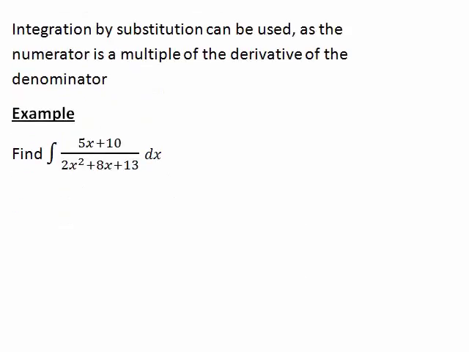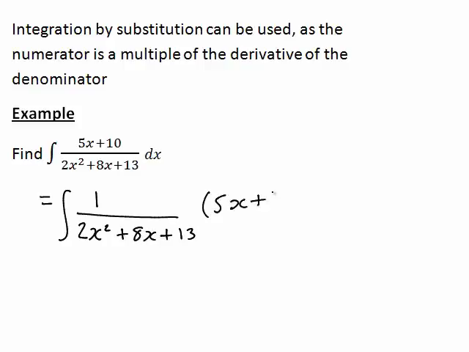So let's see how this works with respect to a particular example, but it will always be the same general process. Let's work out the integral of 5x plus 10 divided by 2x squared plus 8x plus 13 dx. The first thing we could do is simply rewrite the expression inside the integral sign as 1 divided by 2x squared plus 8x plus 13 multiplied by 5x plus 10 dx.